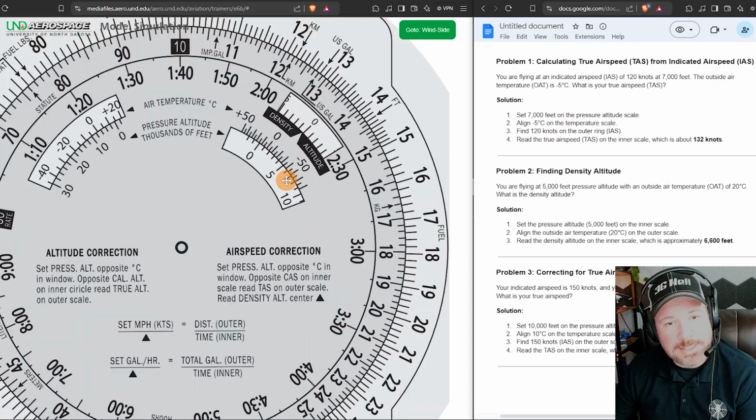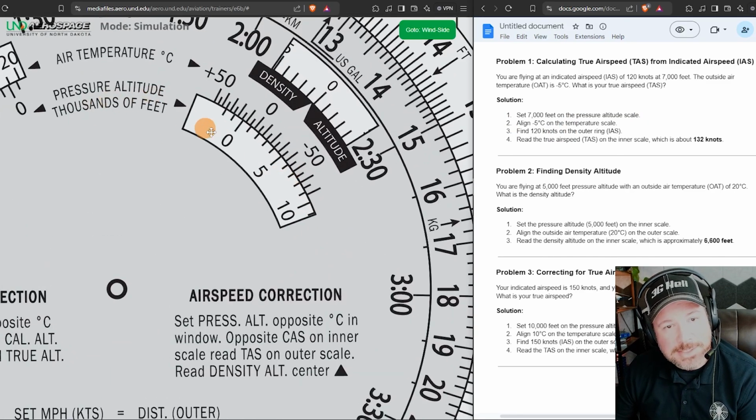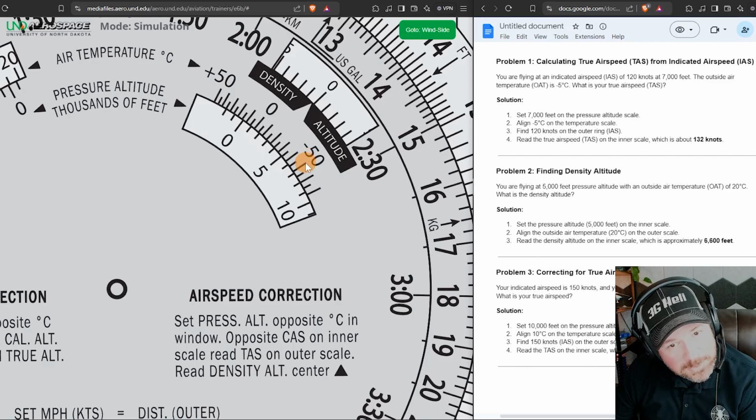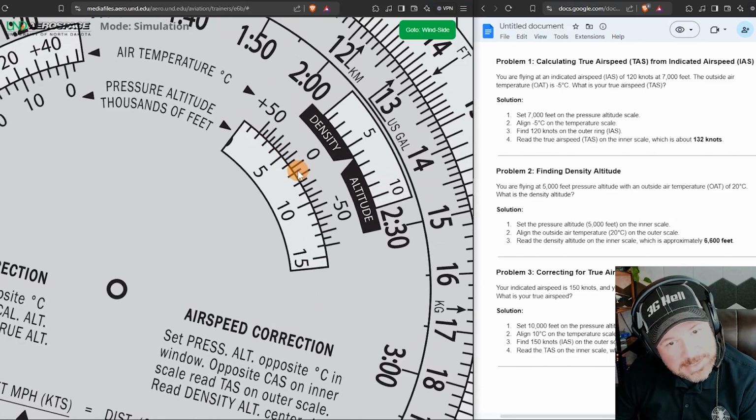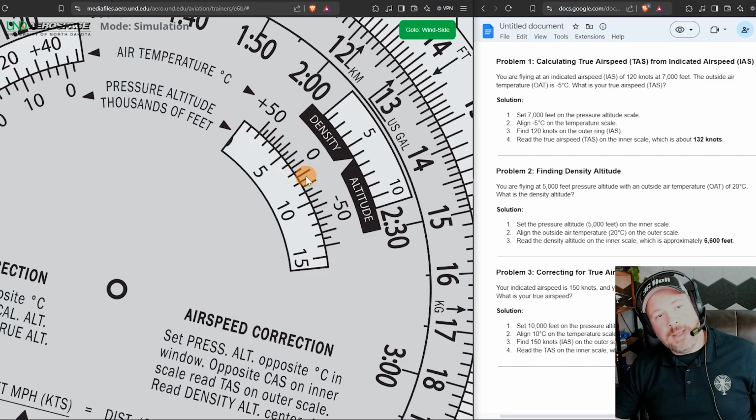So I'm going to zoom in to here. We have pressure altitudes in thousands of feet. So there's 0, 5,000, 10,000, and 5, 6, 7. We need to align this 7 number with 5 degrees Celsius. So minus 50, plus 50. 10, 20, 30, 40, 50 is going to be right there. So 10, so 5. This line needs to line up now with 5, 6, and 7. So 7,000 feet pressure altitude.